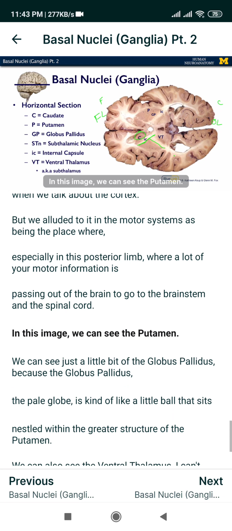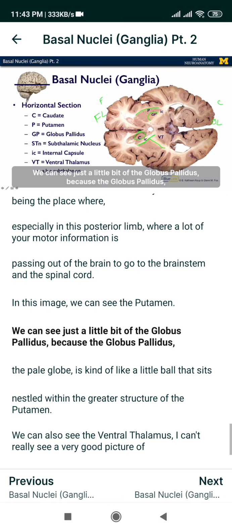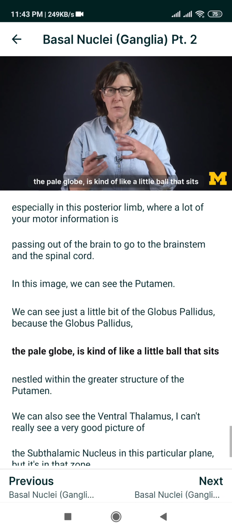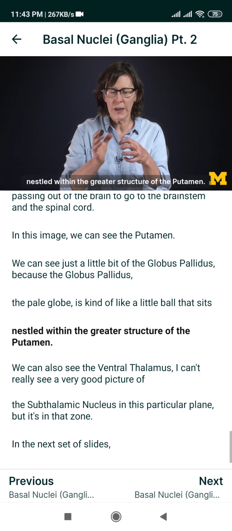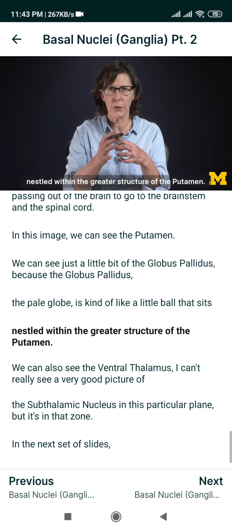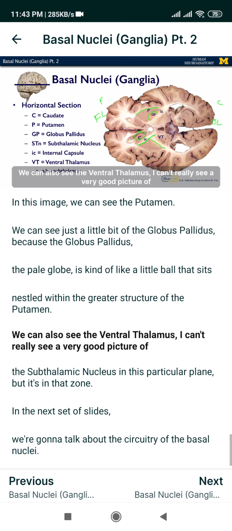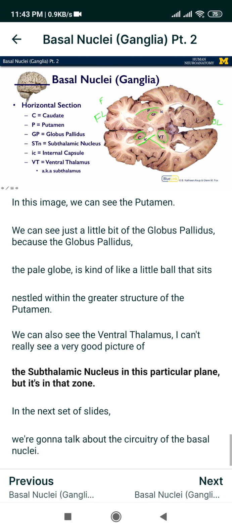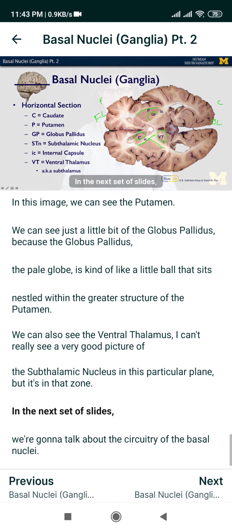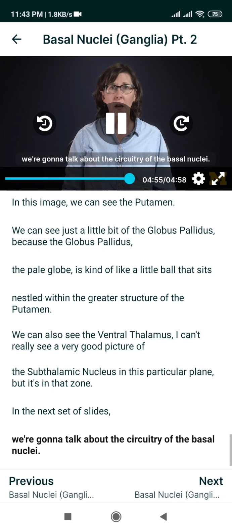In this image, we can see the putamen. We can see just a little bit of the globus pallidus, because the globus pallidus, the pale globe, is kind of like a little ball that sits nestled within the greater structure of the putamen. We can also see the ventral thalamus. Can't really see a very good picture of the subthalamic nucleus in this particular plane, but it's in that zone. In the next set of slides, we're going to talk about the circuitry of the basal nuclei.